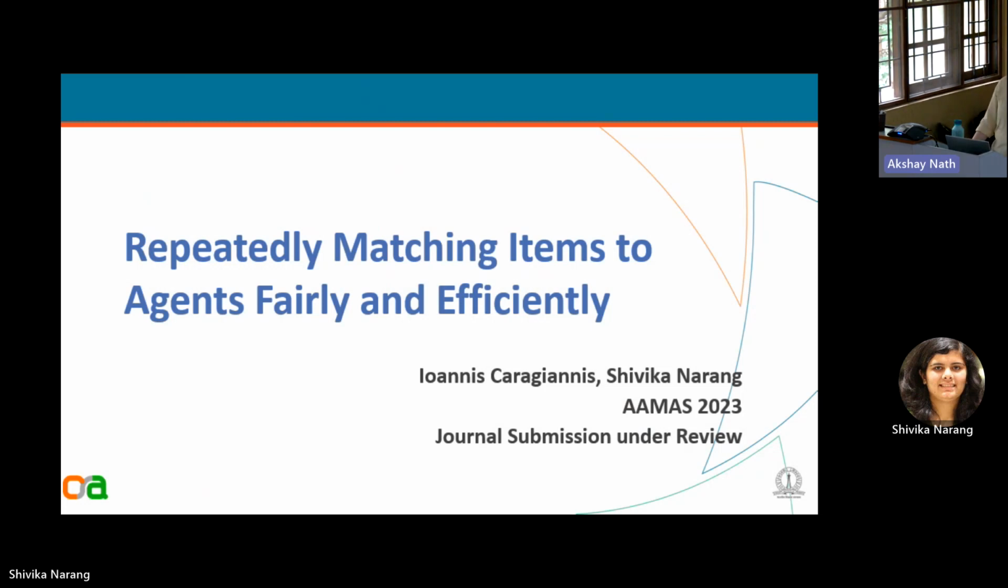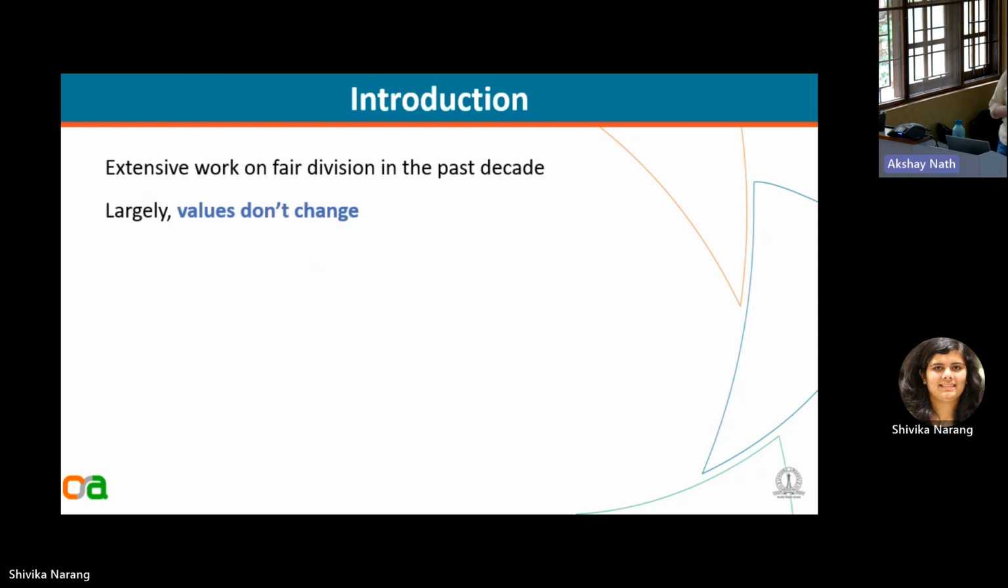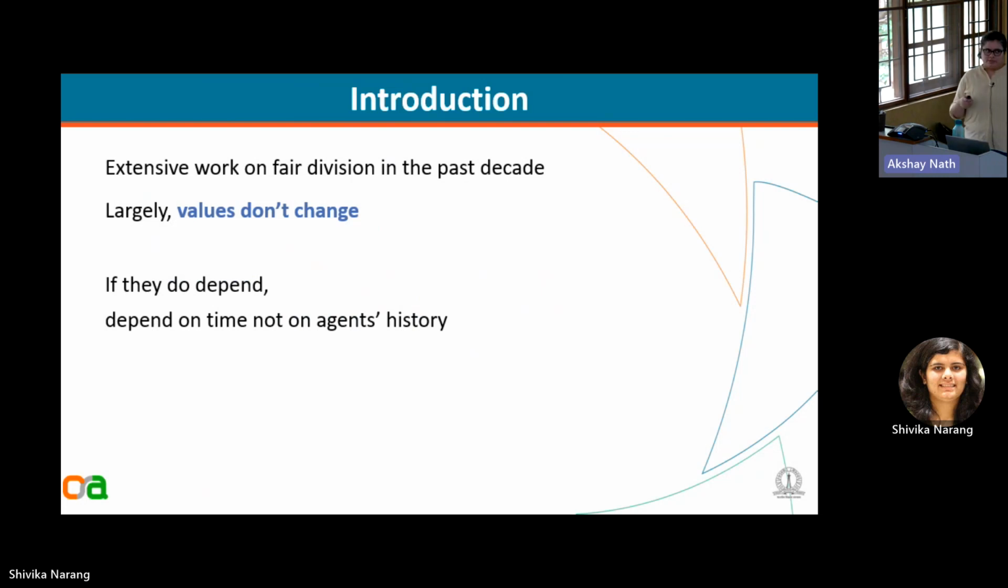So, okay, why do I specifically need to look at repeated matchings, right? There's a lot of really excellent work on fair division, but most of it does not look at settings where values of agents for the items they can get can change. And when they do, they treat time as the factor that determines the value, which is a valid model, but it is not able to capture all the nuance like I mentioned.